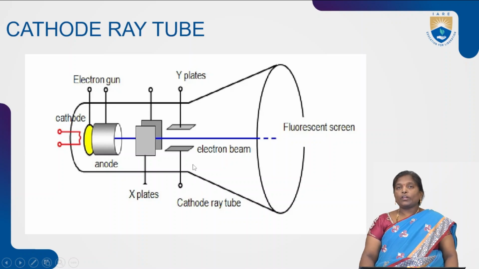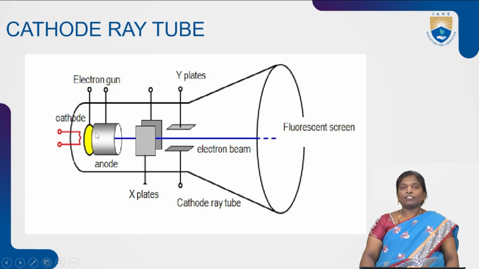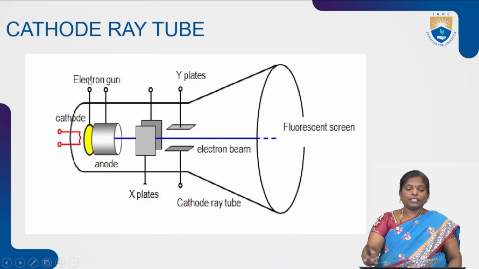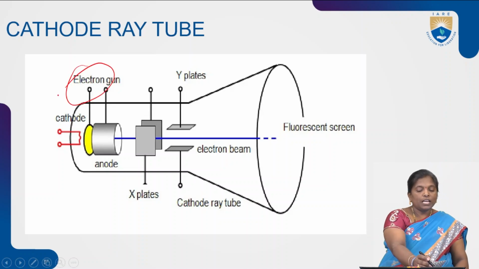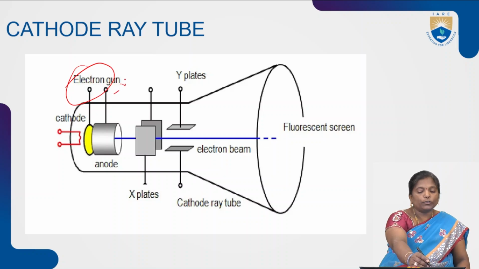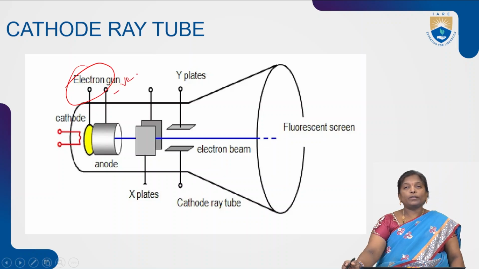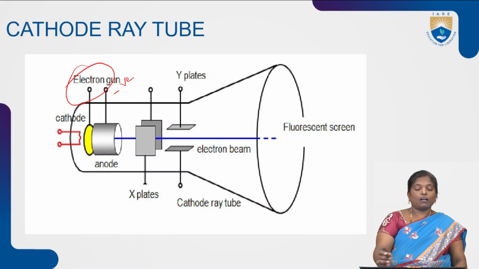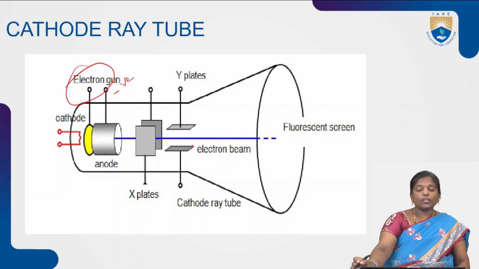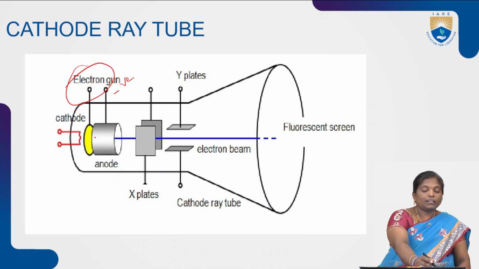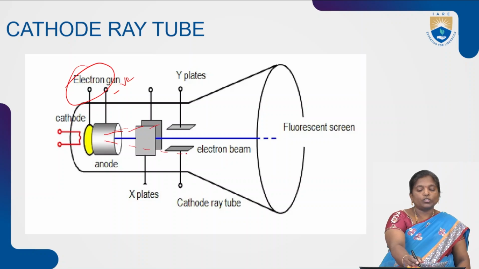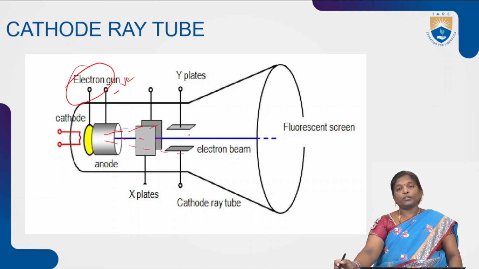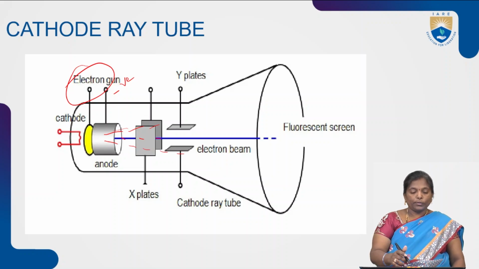Coming to the operation of this cathode ray oscilloscope, when we apply the negative potential, the electron gun present here releases electron beams. These electron beams have more negative potential. So, all the electron beams produced from the electron gun are always trying to move towards the positive potential, that is, towards the anode.